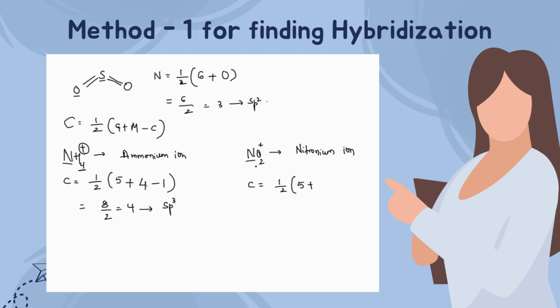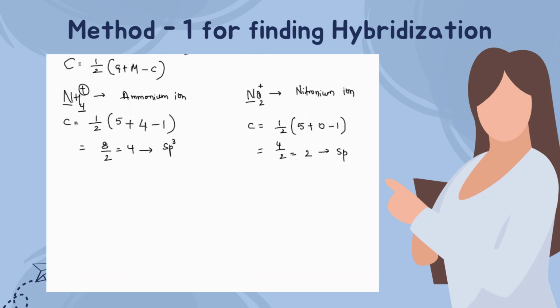In this molecular ion, there is no monovalent atom, so put 0 over here. And what is the overall charge? It is plus 1, so remove that 1 from the overall value. So 5 plus 0 is 5, minus 1 is 4 by 2, which is equal to 2. When the overall value is equal to 2, the hybridization is sp hybridization. So this way we can calculate for cations.